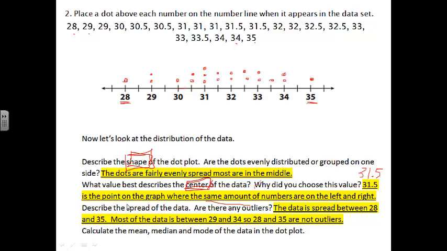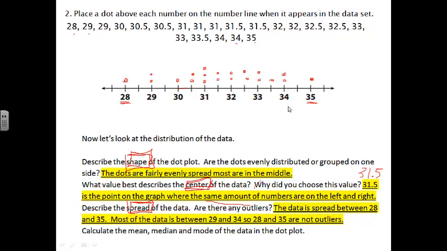Now we're going to describe the spread of data. Spread means the range, pretty much. So what's the spread of data? Are there any outliers? Let's first look and see if there are any outliers. No, nothing is insanely to the left or insanely to the right. We're all pretty evenly spread, and we said most are in the middle, but we're evenly spread across. So the data is spread between 28 and 35. Most of the data is between 29 and 34. So 28 and 35 are not outliers. They're not insanely to one side.